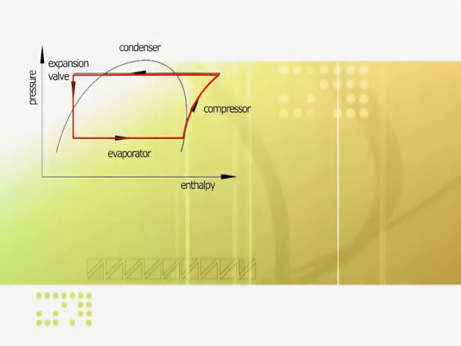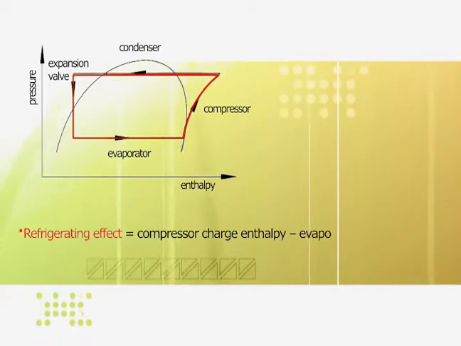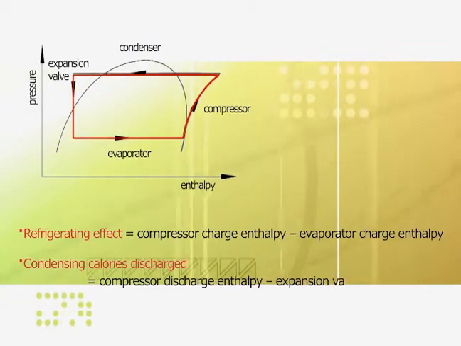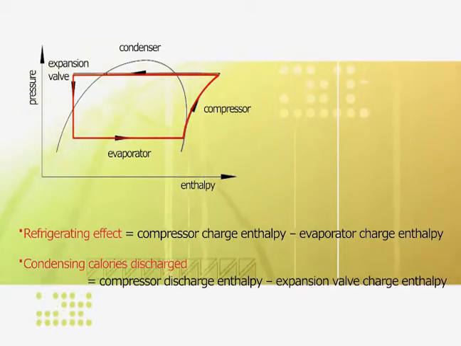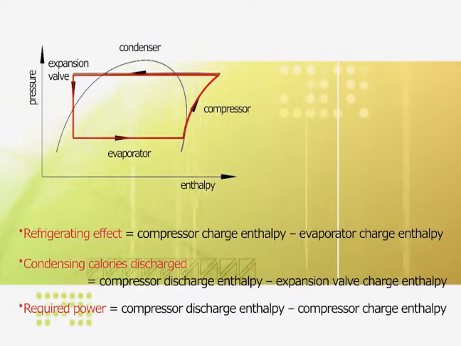Here, the refrigerating effect can be calculated as compressor discharge enthalpy minus evaporator discharge enthalpy. The condensing calories discharged can be calculated as compressor discharge enthalpy minus expansion valve discharge enthalpy. The required power can be calculated as compressor discharge enthalpy minus compressor charge enthalpy.